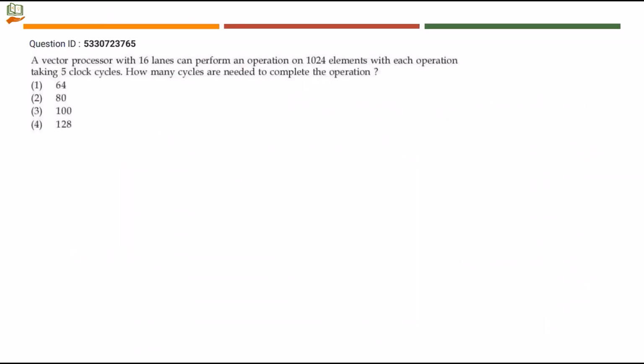Next question. A vector processor with 16 lanes can perform an operation on 1024 elements with each operation taking 5 clock cycles. How many cycles are needed to complete the operation? Now let's understand what a lane is. A lane is the name of the unit that is used to describe the width of an execution unit. Just imagine the car lane or the transport lane that we used to see on the roads. There will be different lanes like this, and each has a width that describes the width of an execution unit in this context.